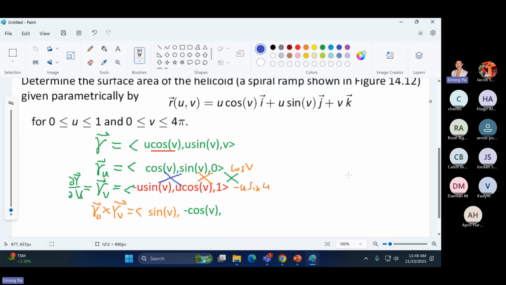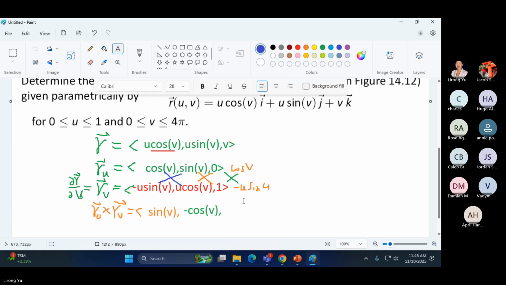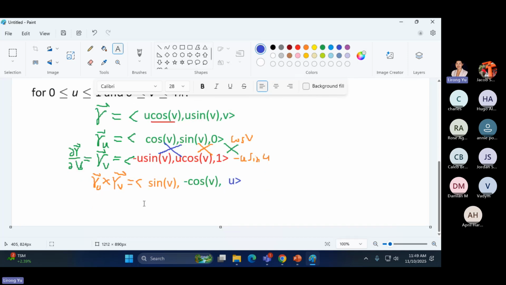So we have u cosine squared v minus negative u sine squared v. That's u cosine squared plus u sine squared, which essentially... that's the cross product of these two vectors.